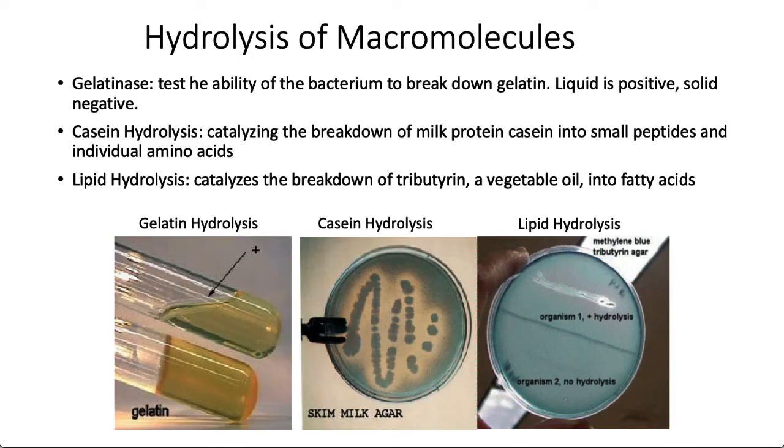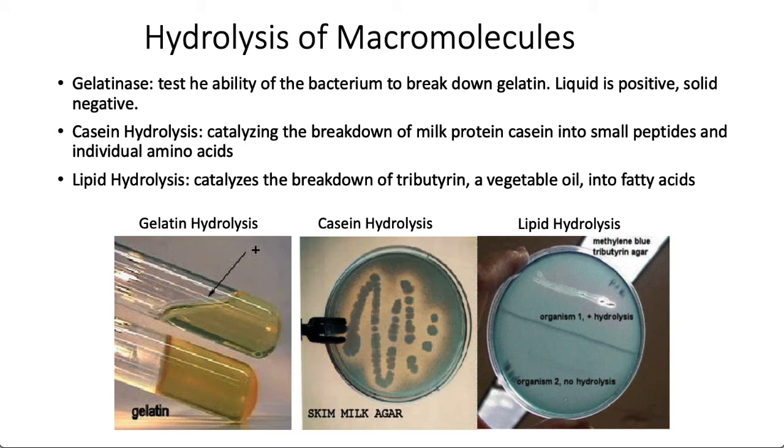There are also tests that measure the ability of the microbe to break down macromolecules. Now remember that bacteria are very small, and they have cell walls around them. So it would be very hard for bacteria to bring in a large protein or a large polysaccharide inside the cell to degrade it. So some bacteria are able to produce what we call exoenzymes, which break down whatever is around them. So if you look to the left, that is the gelatinase assay.